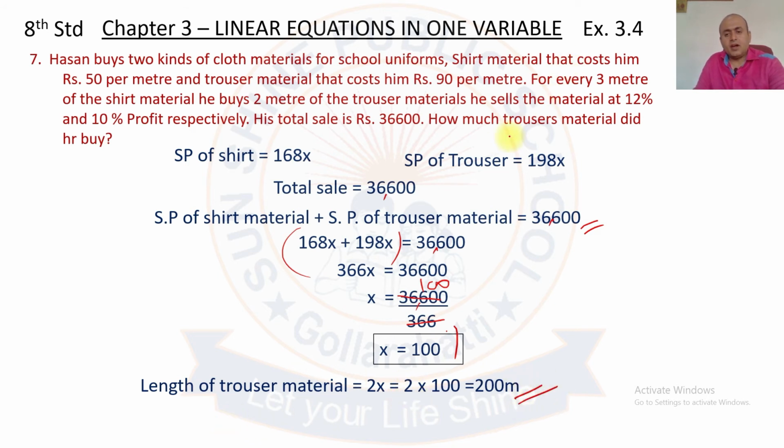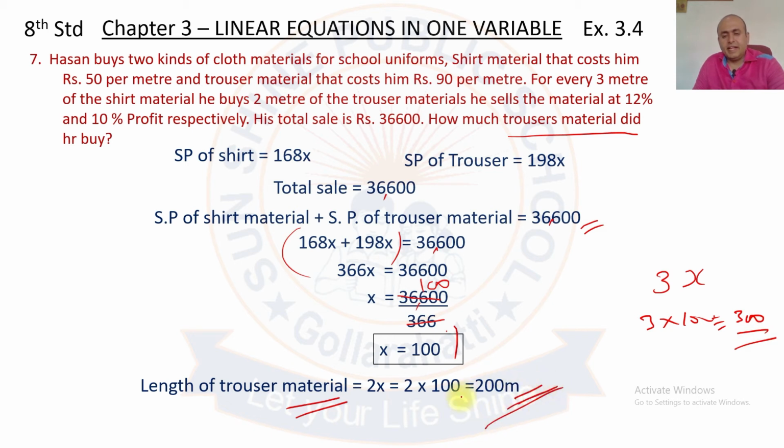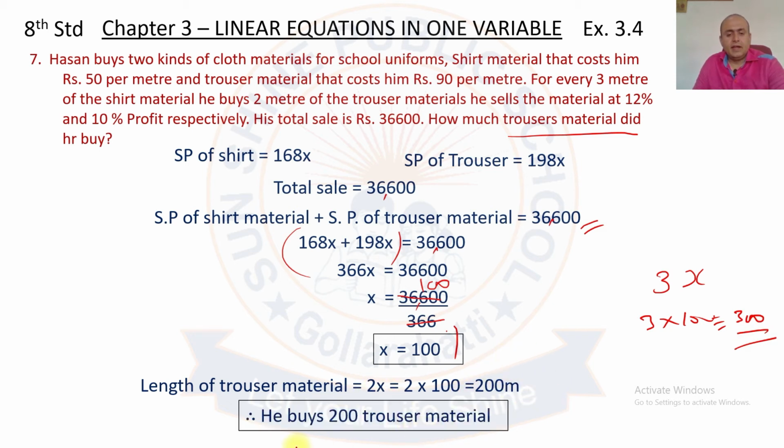So here they have not asked the shirt material, they asked only the trouser material. Therefore, we have found the trouser material. If you want, you can find the shirt material also, that is 3 into 100, that is 300. Therefore, you will buy 300 meters of shirt material and 200 meters of trouser material.